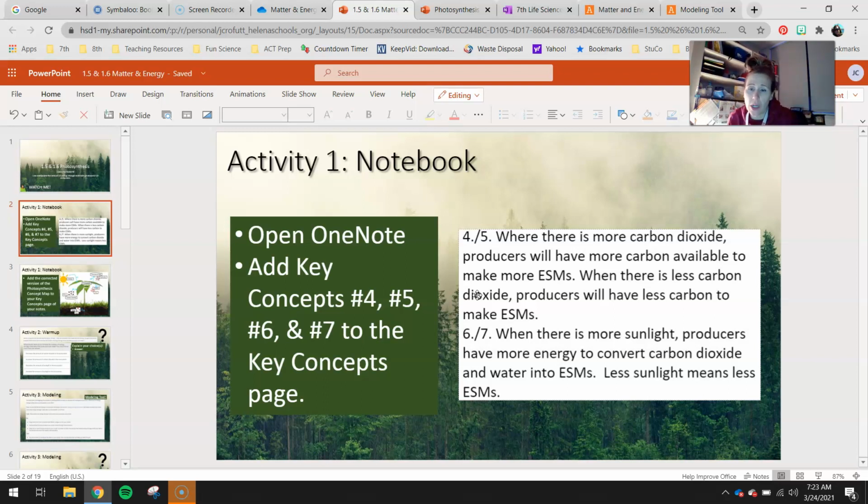All right, so where there is more carbon dioxide, producers will have more carbon available to make more ESM. That's referring back to our learning target for today: if we're increasing our ESMs, what's one way to do that? On the other hand, when there is less carbon dioxide, producers will have less carbon to make ESMs. Okay, so that's right out of the producer. When there's more sunlight, producers will have more energy to convert carbon dioxide and water into ESMs, and less sunlight means less ESMs. So that again goes hand in hand with the carbon dioxide concept.